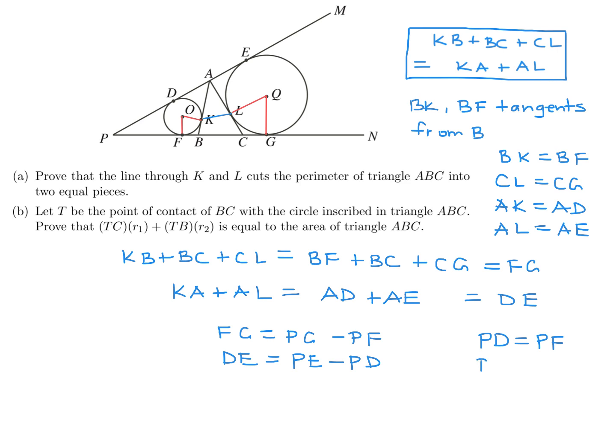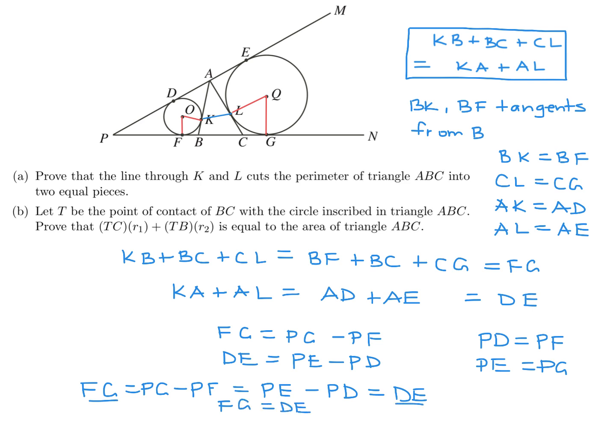So PE is equal to PG. Okay, well, if that's the case, then look what happens. FG, which is equal to PG minus PF, becomes PG is the same as PE, and PF is the same as PD. Well, PE minus PD is DE. So we just concluded that FG is equal to DE.